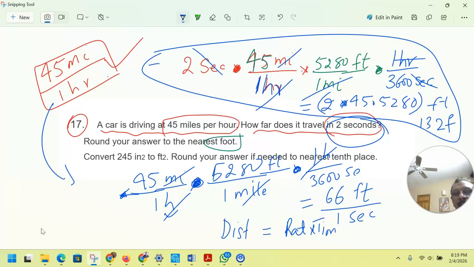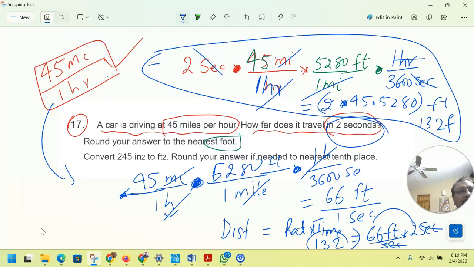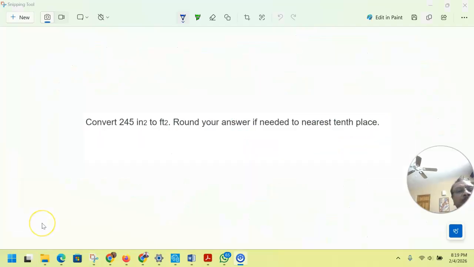So distance is speed times time, right? It's the same thing. So you write 66 feet per second multiplied by 2 seconds. So the second crosses out and you multiply this two and you get 132. Okay. So two different approaches, whichever you feel you do. So this question they did not give you, but they said 245.